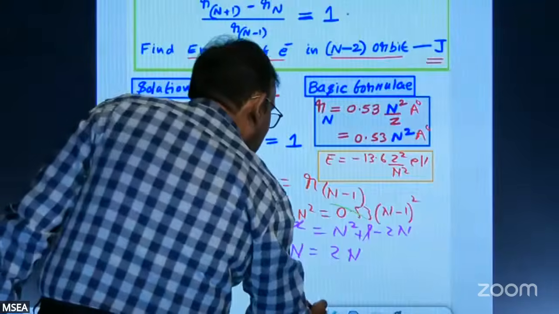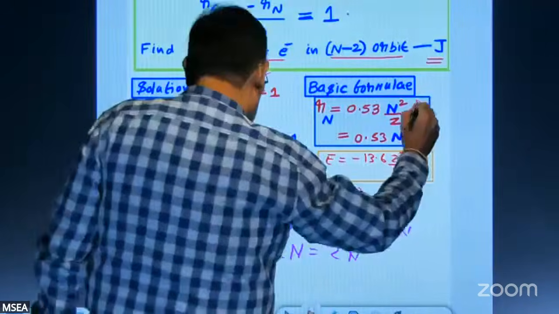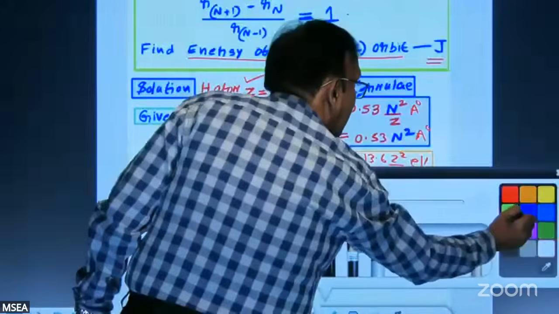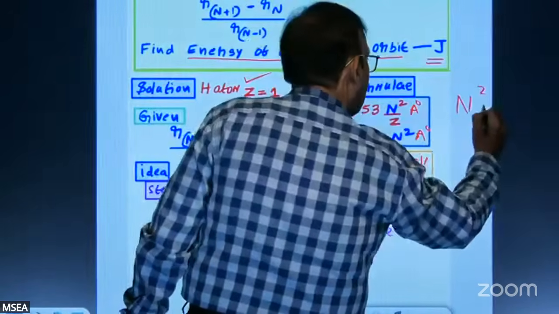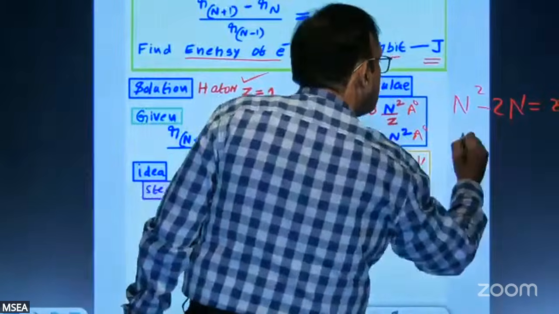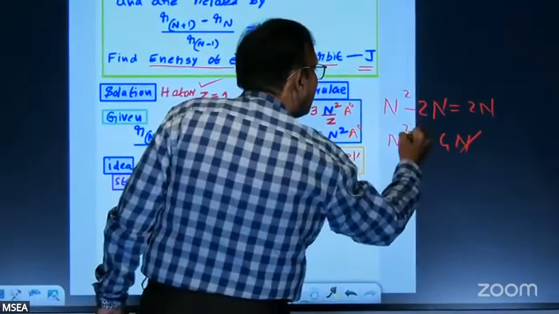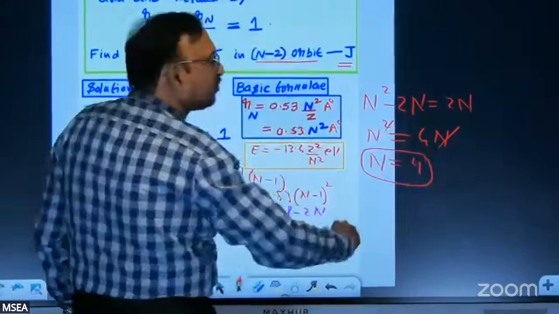As the next step, I am writing the equation once again: n square minus 2n is equal to 2n. So here it is, n square is equal to 4n. So n gets cancelled. The orbit number is equal to 4. n is equal to 4.